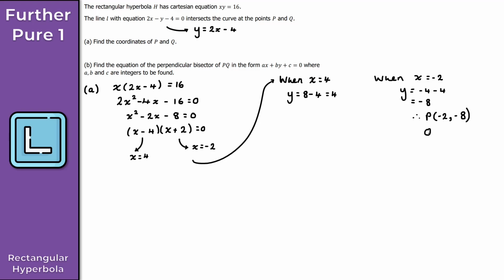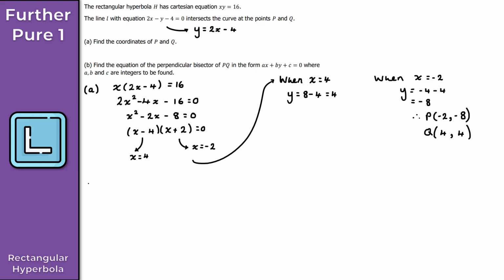And q is the other point here of (4, 4). Okay. So truthfully, it doesn't actually matter which one we assign as p and which one we assign as q. I like to work from left to right though. So the first x coordinate here, I assign as p, and then the next x coordinate I assign as q. But it doesn't actually matter, right? So p here is (-2, -8), and q is (4, 4). So that gives us the solution to part A.